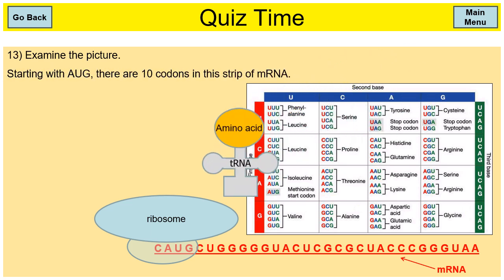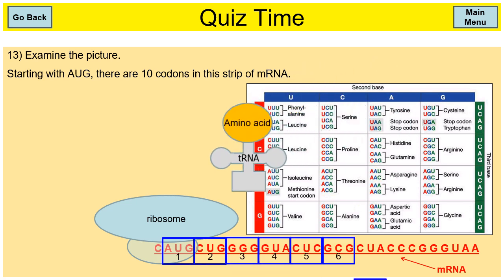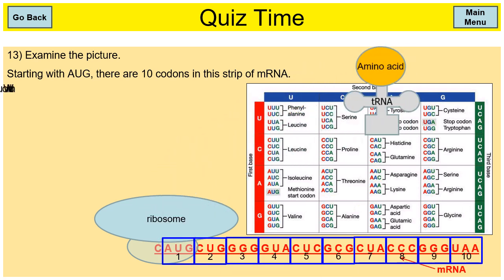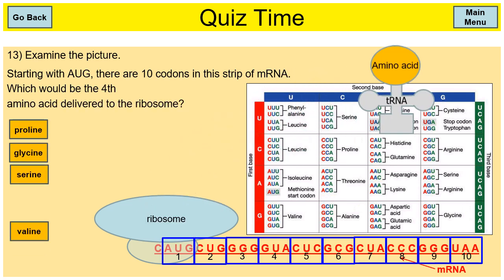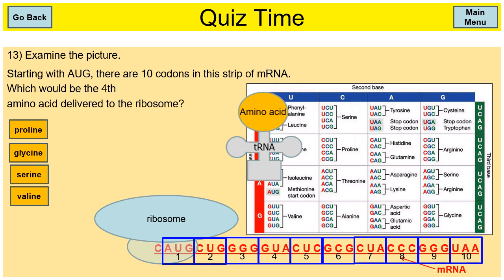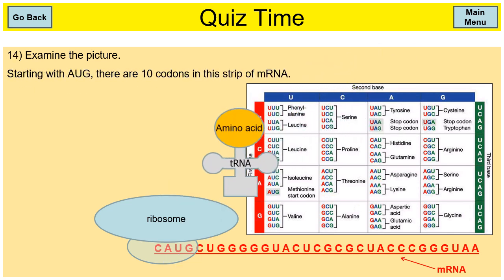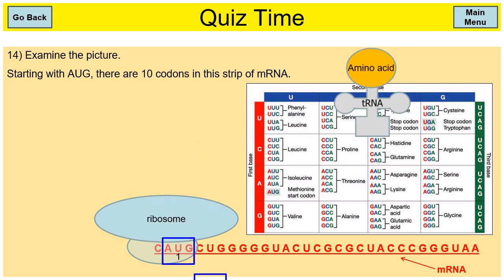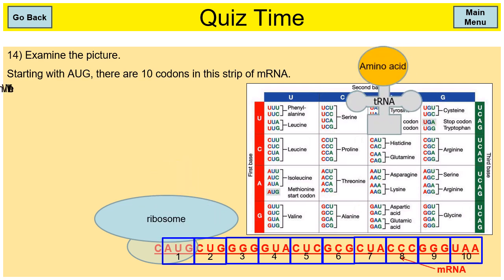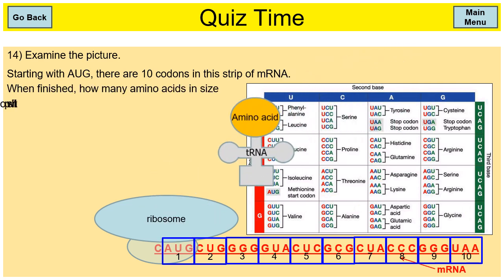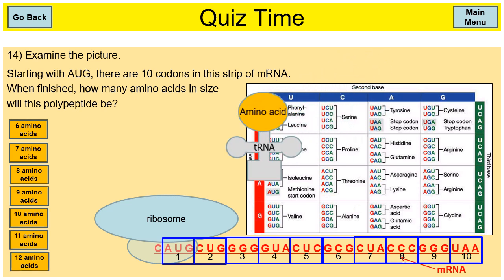Examine this picture. Starting with AUG, there are 10 codons. The fourth amino acid, we'll find the fourth codon. Fourth codon's GUA. Look up GUA on the chart. It's valine. I believe this is the last one. Starting with AUG, there are 10 codons. Now, there are 10 codons, yes, but the question that's going to come up is, when finished, how many amino acids will this polypeptide be? The answer is 9, of course, because the 10th codon is a stop codon.